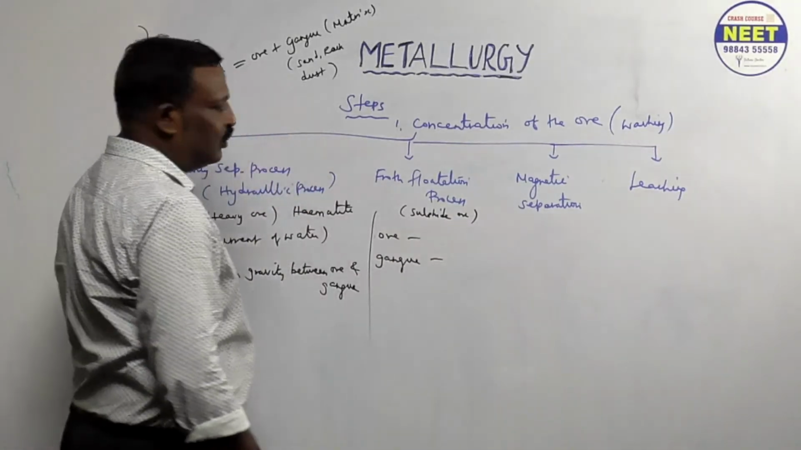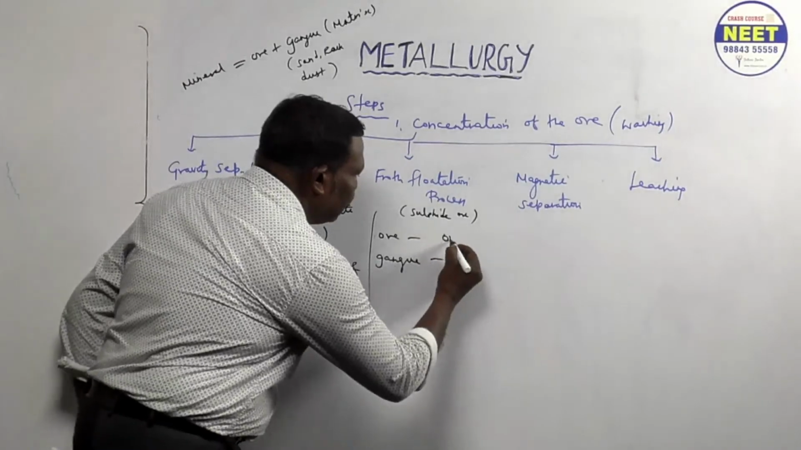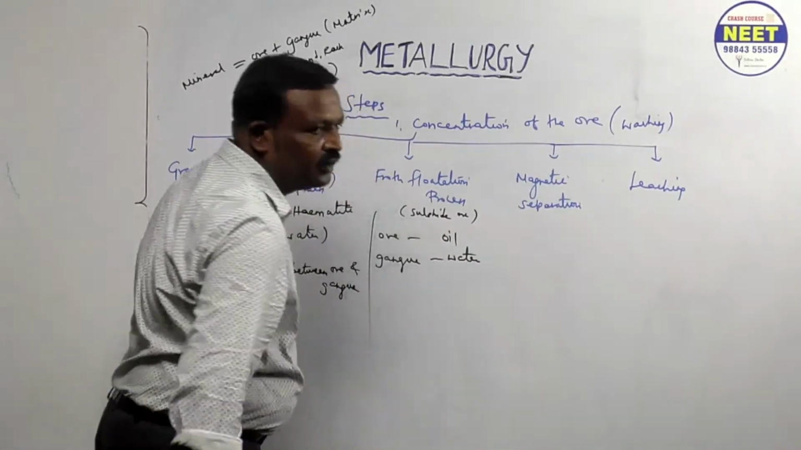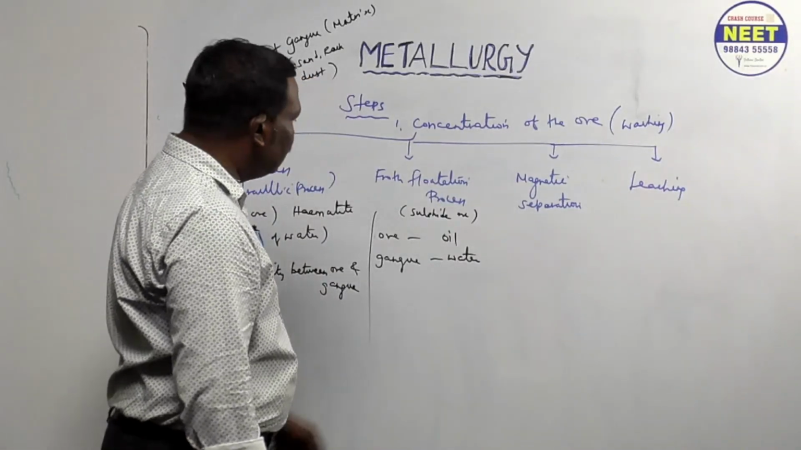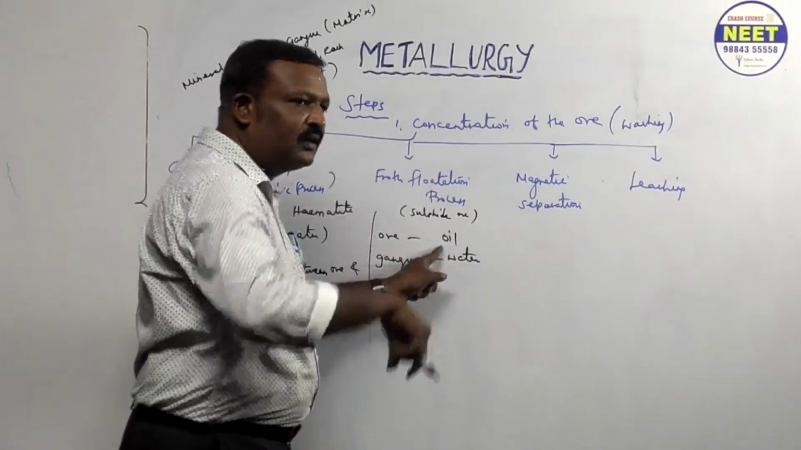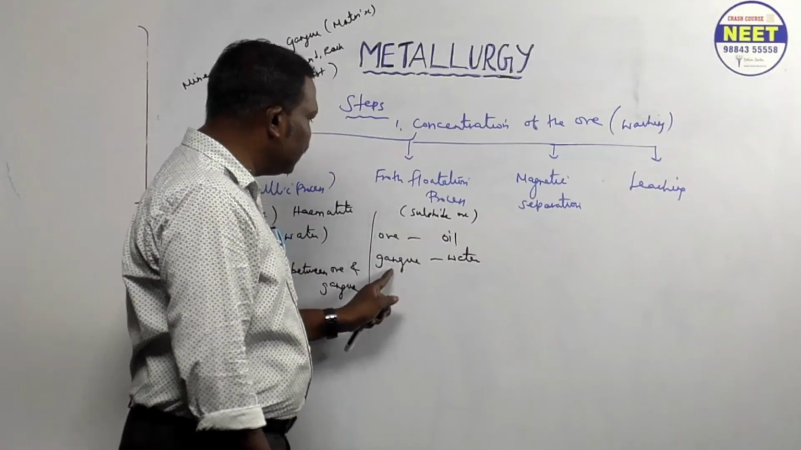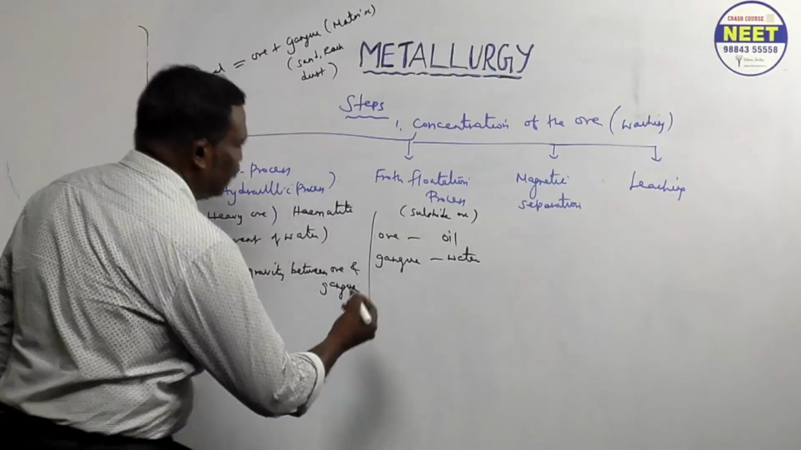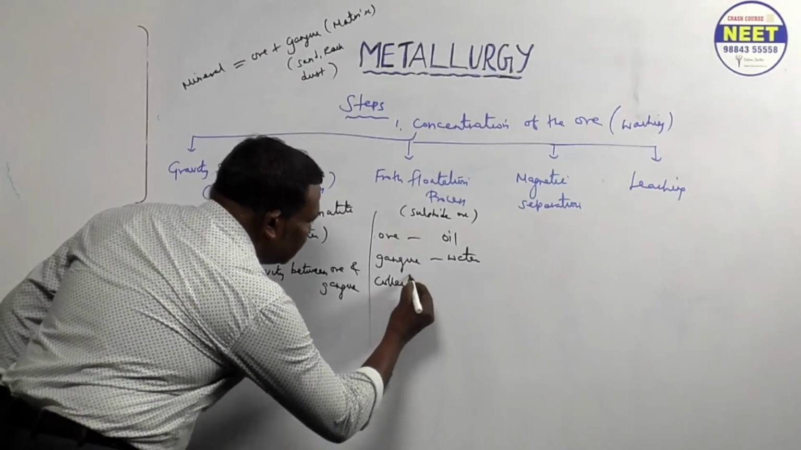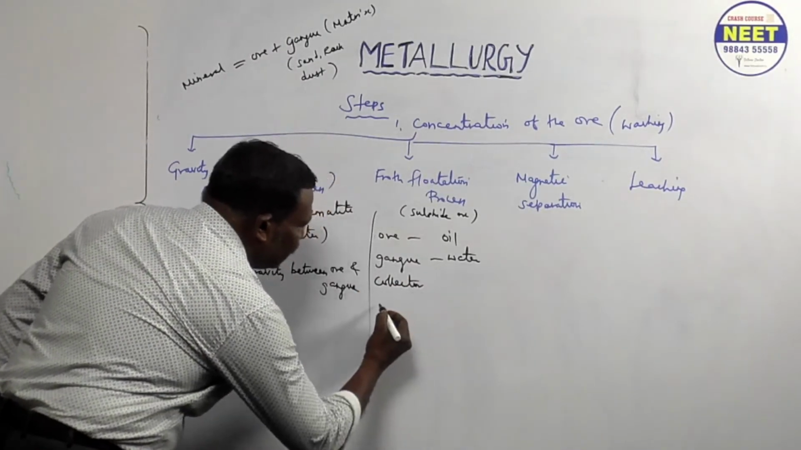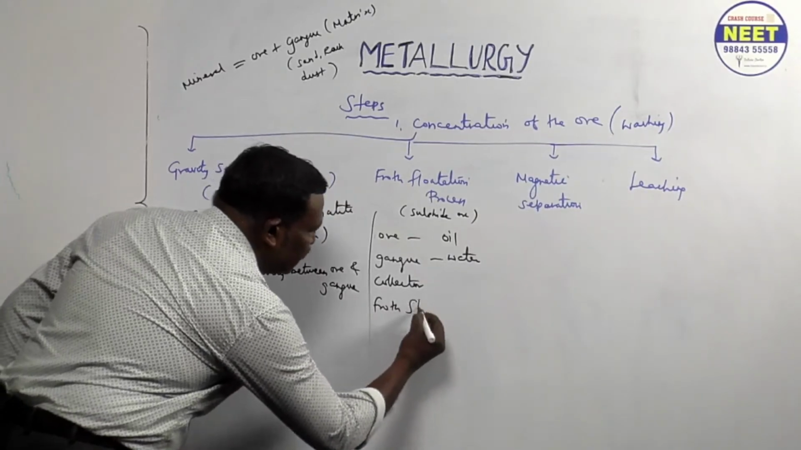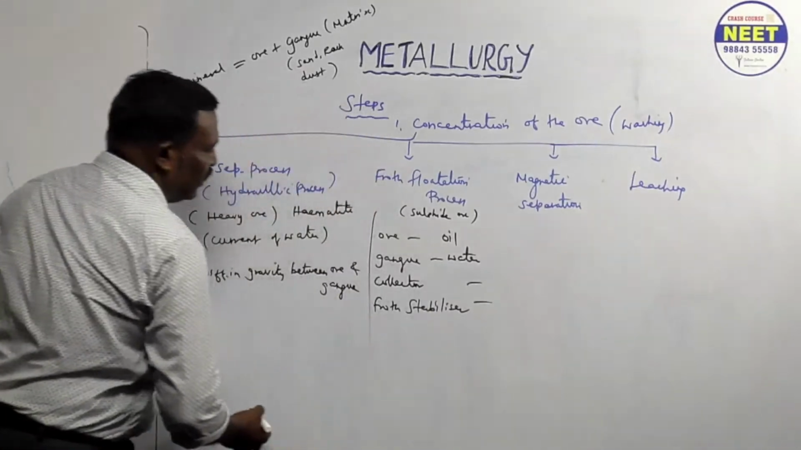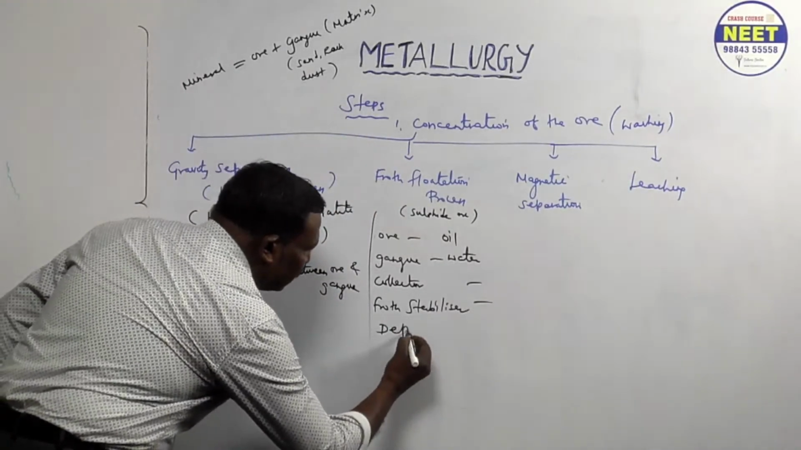Ore is wetted by oil. Gangue is wetted by what? Water. That's the principle behind it. Ore particles are adsorbed on the oily substance. Gangue particles are adsorbed on the watery substance. So here we have three things, just remember: collector, froth stabilizer, and then depressant. This is very important. Depressant.